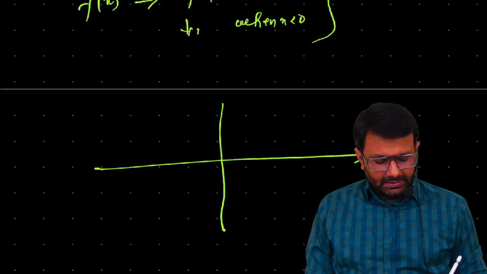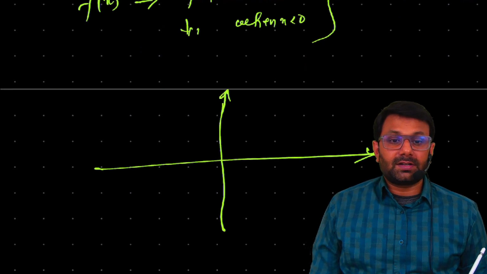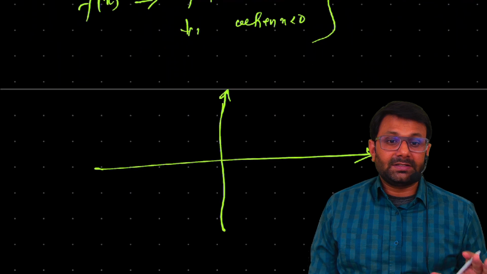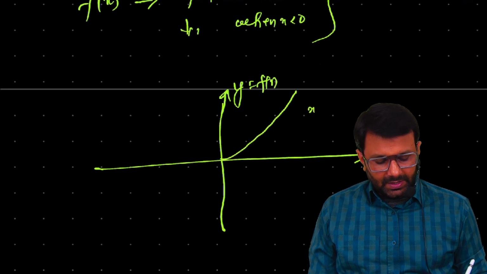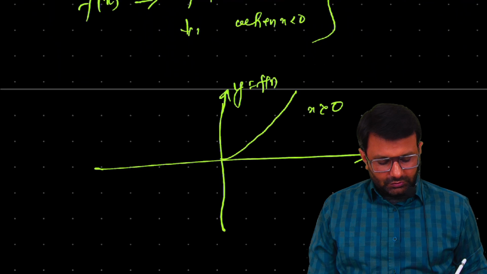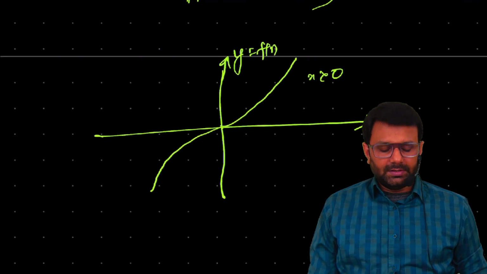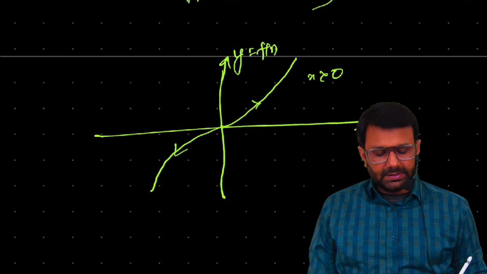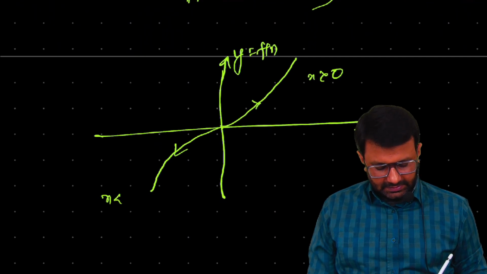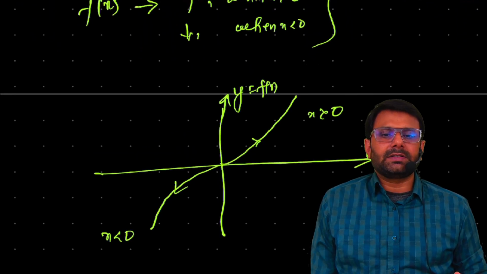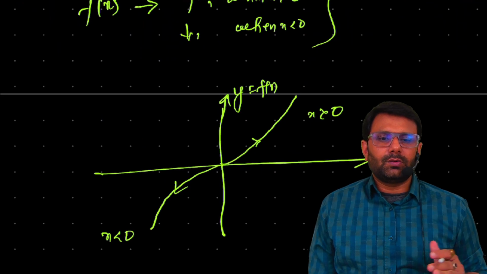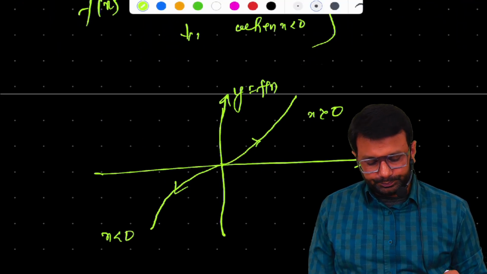I don't know exactly what the graph will be, but if x is greater than 0, the function is increasing. The same graph on this side also: the function is decreasing when x is less than 0. So the graph will be like this, increasing when x is greater than 0 and decreasing when x is less than 0.